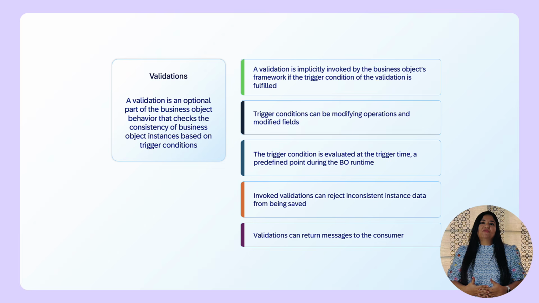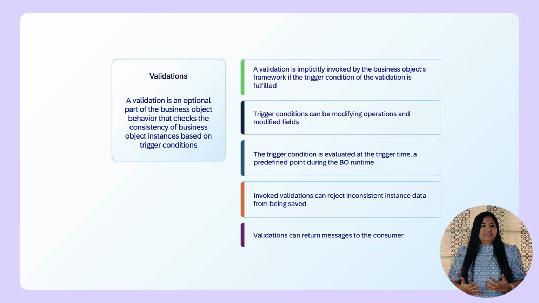So the process flow of validation is simple. It starts as soon as the user modifies the data and triggers save. The validation gets executed and the logic for validation decides whether the data should get saved to the database or not. If the validation logic detects inconsistent data, it will be rejected and the details of the failed instances will be stored in the fail structure.